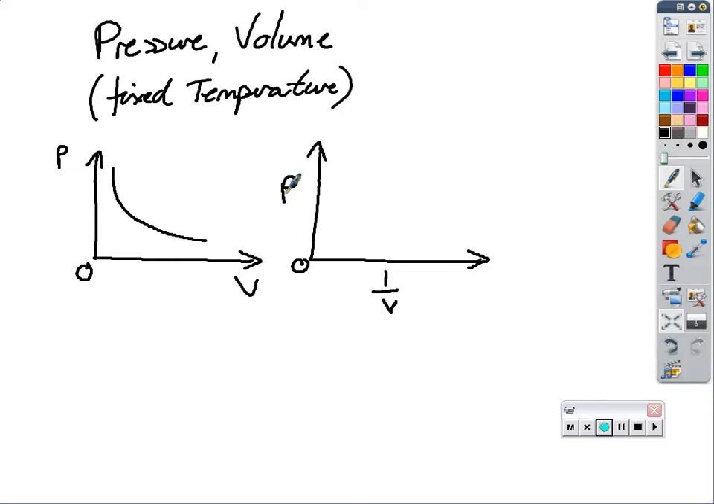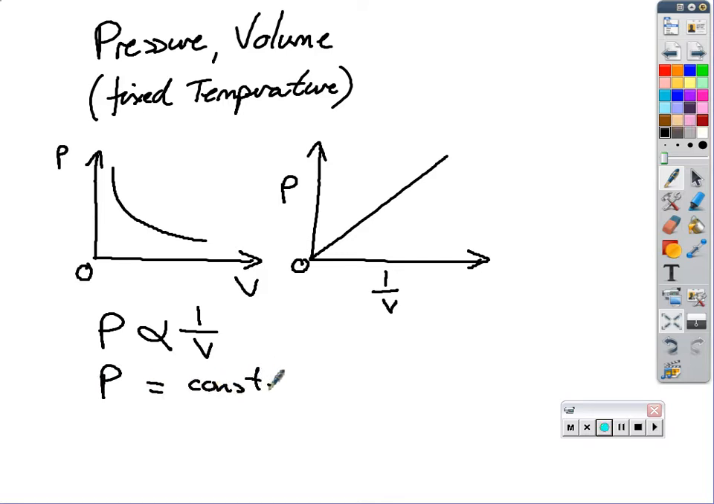What we end up with is a straight line relationship. So it should look like that. If we correct for atmospheric pressure as well, we should have a line that goes straight through the origin. What that means is that P is directly proportional to 1 over V. We also wrote that as P equals a constant over V. So that means that PV equals a constant.